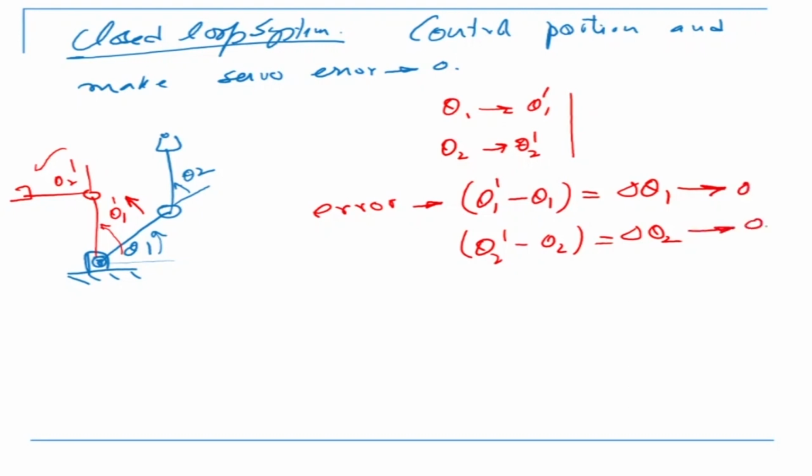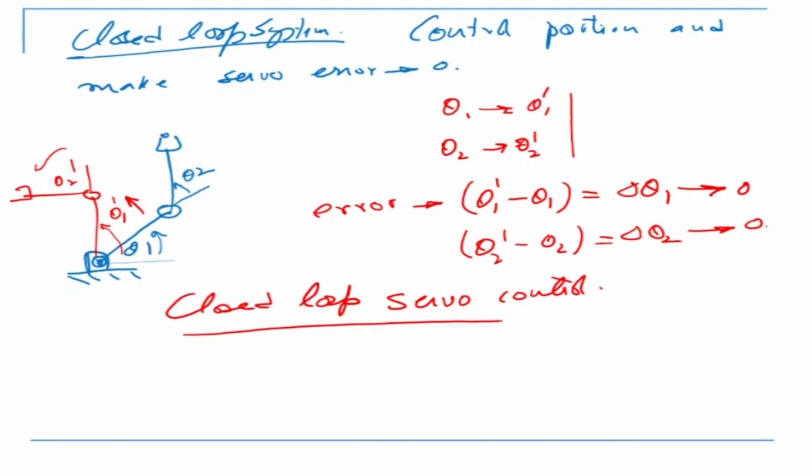Now this creation of an error and driving it to 0 is what we call closed loop servo control. Closed loop servo control means you generate an error, which is the desired position minus the present position, and drive that error to 0. So you are servoing, and that is how it operates. It operates a single input single output system in servo control mode, so we are in the position domain, not in the force or torque domain.